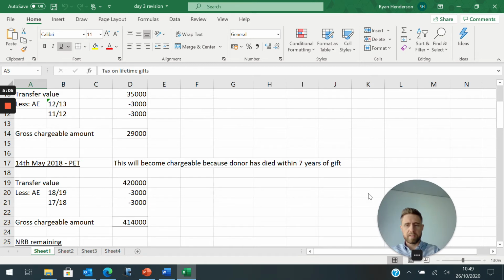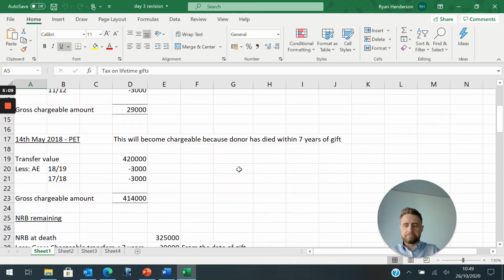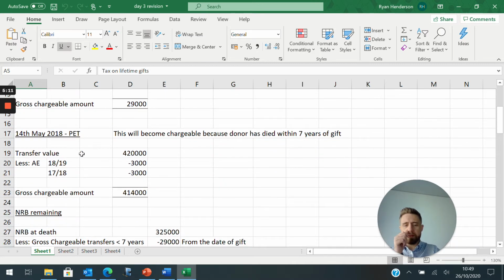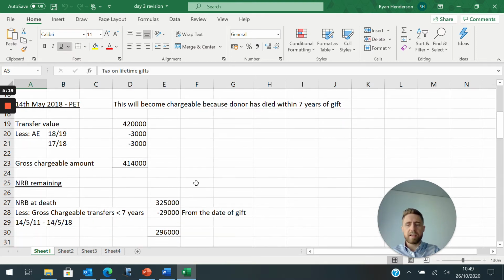Just move this across so we can see the screen. Then also, on the 14th of May 2018, we had a PET. Now the PET is within the last 7 years, so therefore, of course, guys, we have to calculate our transfer value. Now, if you're looking at this, I am calculating tax payable on lifetime gift, which is as a result of death, which is computation number 2.